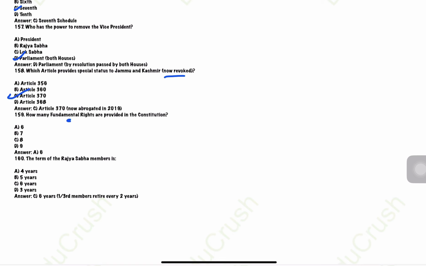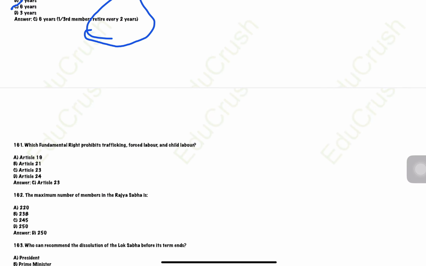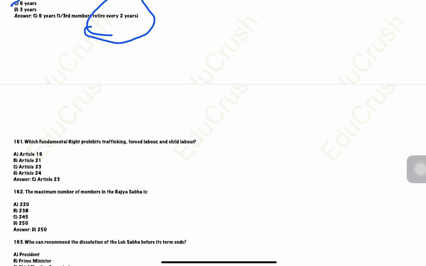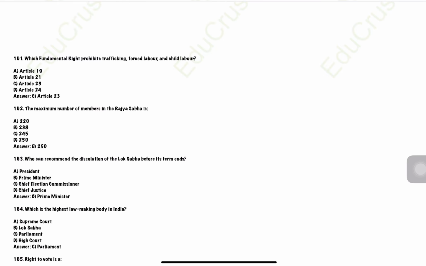How many fundamental rights are provided in the Constitution? So 6. The term of Rajya Sabha members is 6 years. 1/3 members retire every 2 years. This point is very important. Next, which fundamental right prohibits trafficking, forced labor and child labor? Article 23. The maximum number of members in the Rajya Sabha is 250.